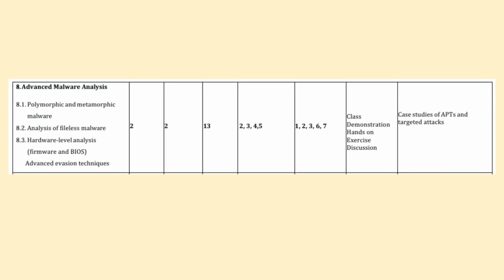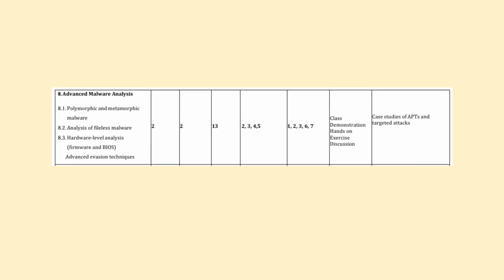In week 13, we move into advanced malware analysis. You'll explore polymorphic and metamorphic malware, learning how attackers constantly change code to evade detection. We'll examine fileless malware, which hides in memory and leaves no traditional footprint. Next, you'll dive into hardware-level analysis, focusing on firmware and BIOS threats that operate below the operating system. Finally, we'll uncover advanced evasion techniques, the tricks malware uses to bypass even the most sophisticated defenses. This week is all about sharpening your skills to face the most complex and stealthy forms of malware.